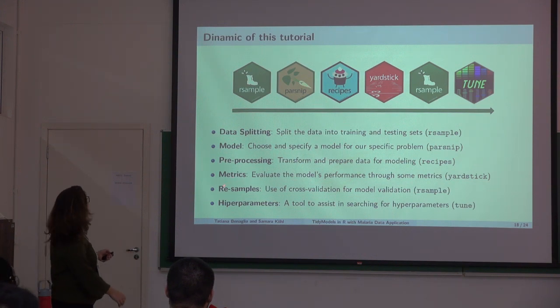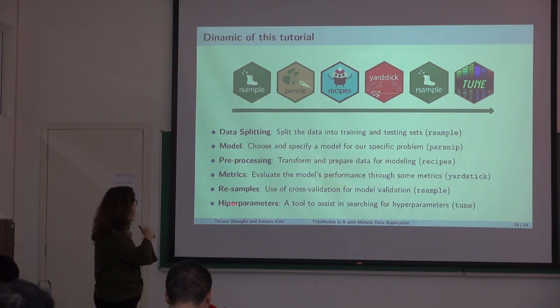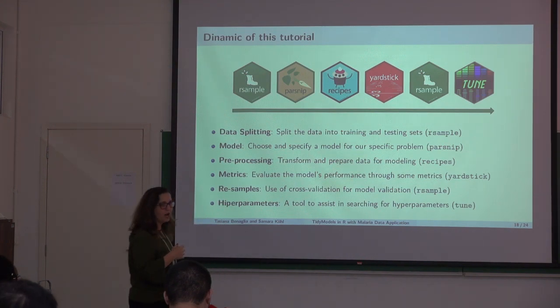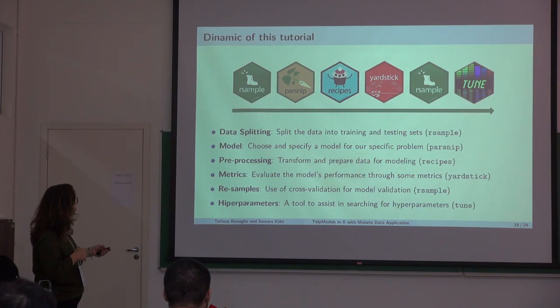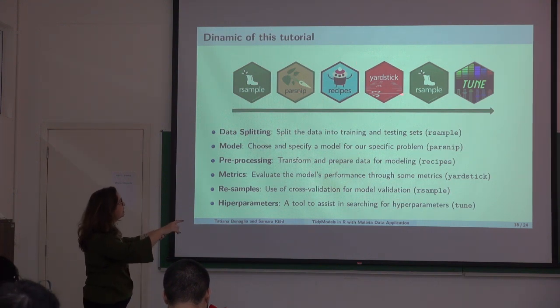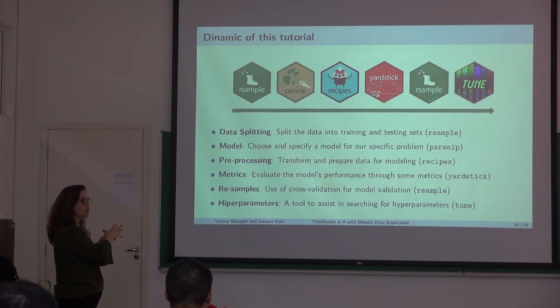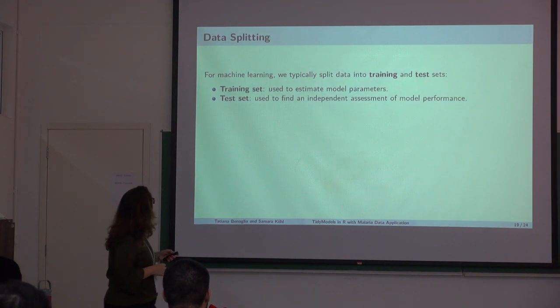Then we're going to evaluate our model's performance through some metrics, and then we're going to use cross-validation for model validation, and then we're going to use this tool to search for hyperparameters. Samara will show you these parts. We use rsample in the beginning, and then parsnip, recipes, yardstick, and then we go back to rsample to do the cross-validation. It depends on your task, you go back and forth using these packages.